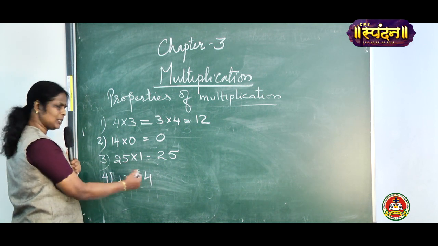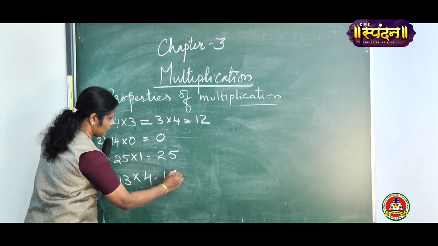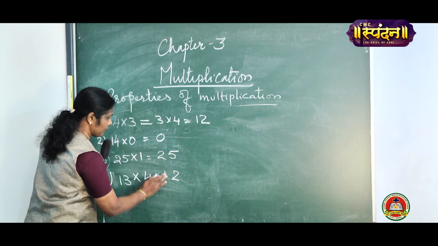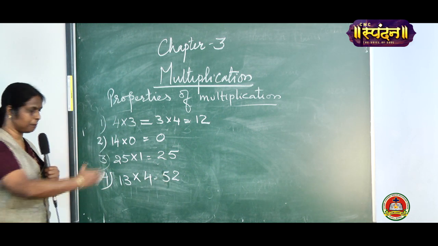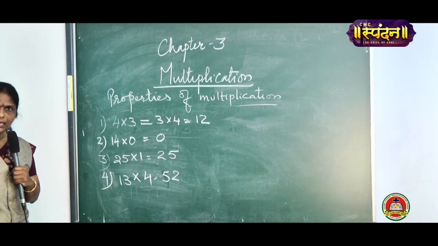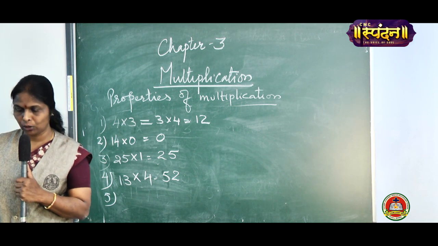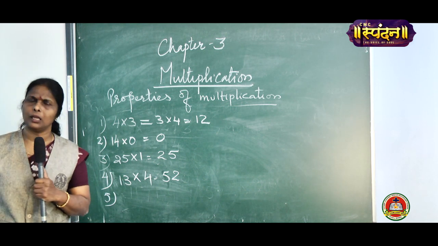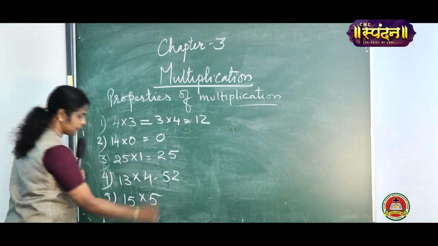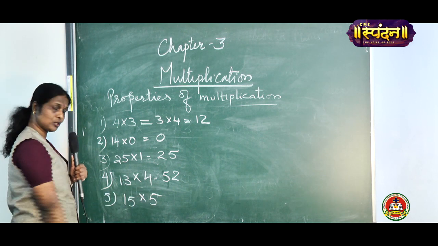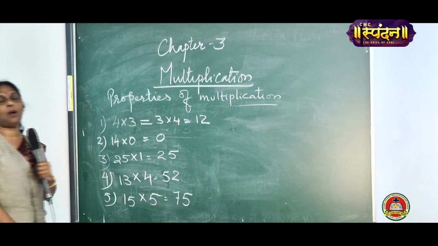So here I am multiplying, taking a small example, 13 into 4. 13 fours are 52. So here you multiply an odd number by an even number, you will always get an even number. The fifth property, the product of two odd numbers is always odd. Any odd number you take, like I am taking 15 into 5. 15 is an odd number, 5 is also an odd number. 15 into 5, the product is 75, which is also an odd number.